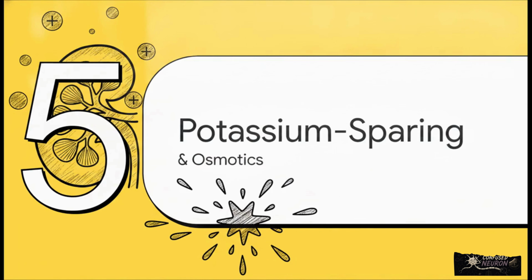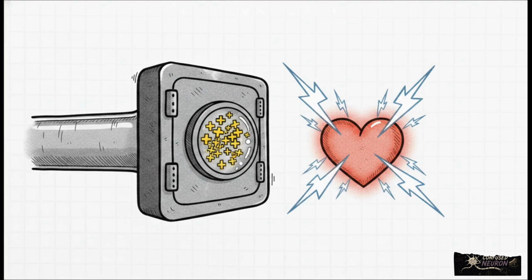Section 5. Potassium-sparing and osmotics. So we just established that both thiazides and loops make you lose potassium. Well, when you're tired of losing all that potassium, spironolactone steps in to save the day. It works further down in the collecting tubule. By antagonizing aldosterone, it forces sodium out but holds tightly onto potassium.